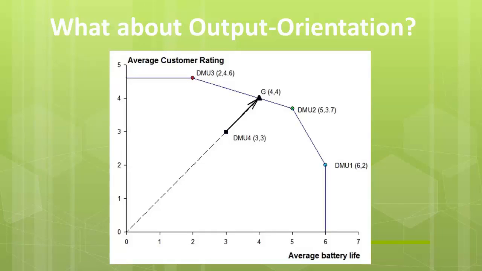Now, in this particular case, DMU4 is not a best practice. So our Excel model is able to find not only an efficiency score or a rating, but also a target for DMU4.